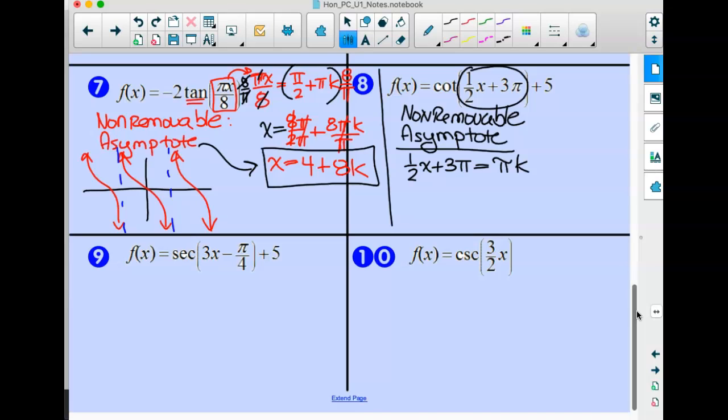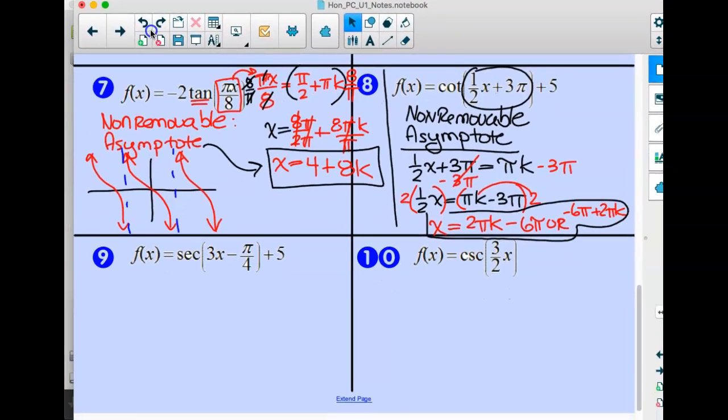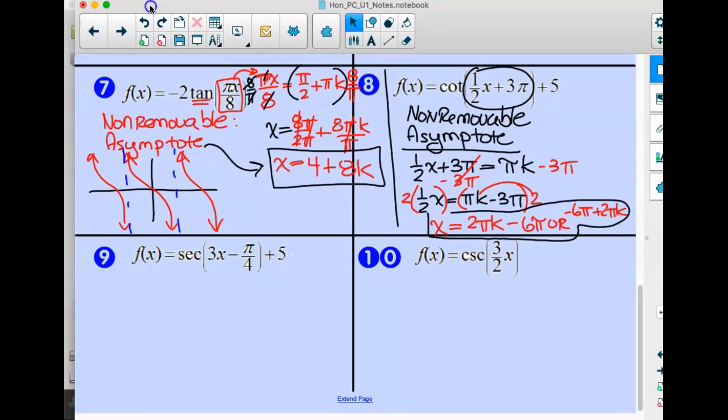So step 1, I'm going to subtract 3 pi from both sides. Cancel that out. So I have pi k minus 3 pi on the right, and then I have 1/2 x on the left. Now, multiply by 2 on both sides, and I get x equals 2 pi k minus 6 pi. And you can rewrite that. You can put the minus 6 pi first, and you could do plus 2 pi k after that. It really doesn't matter, but usually the k is the thing you want to put at the end, right? So if you wanted to graph that, you could find asymptotes at each of those particular x values, okay?